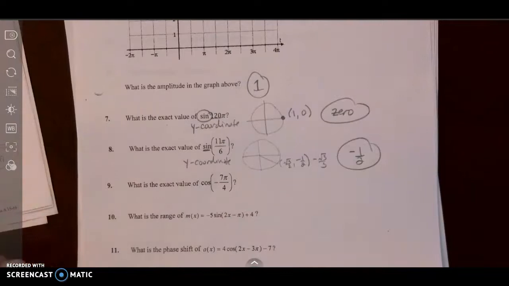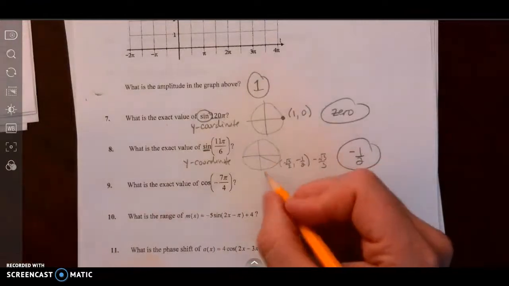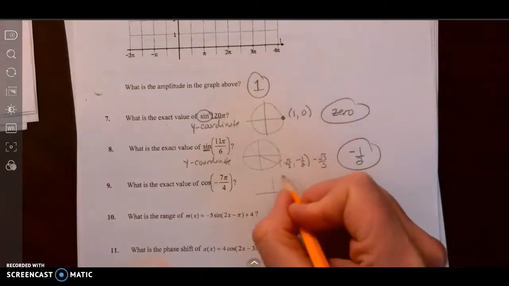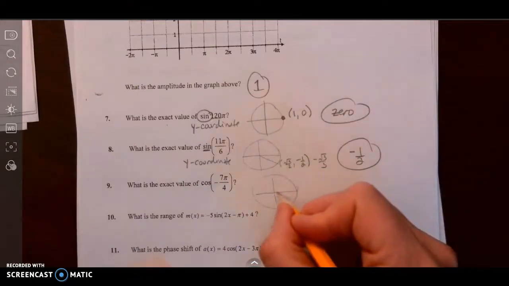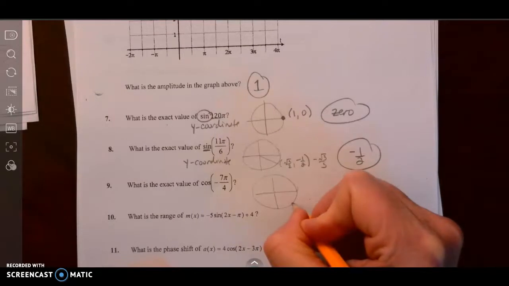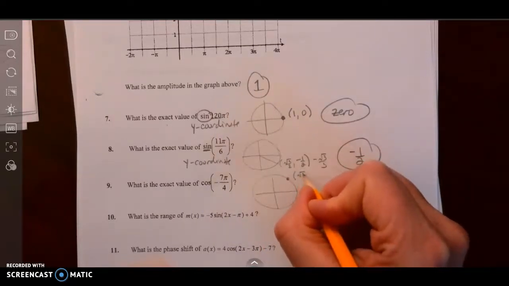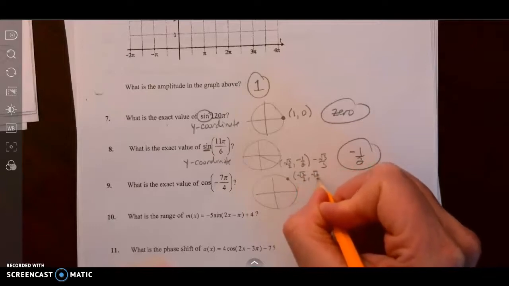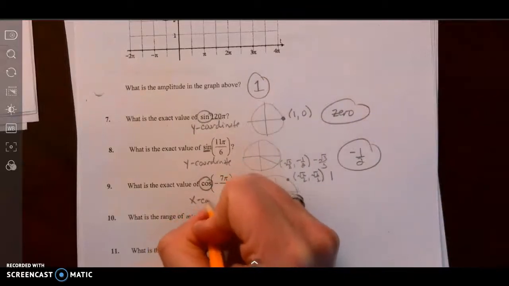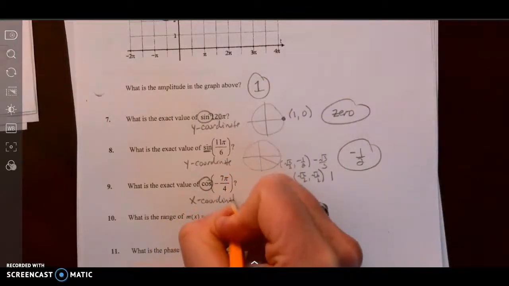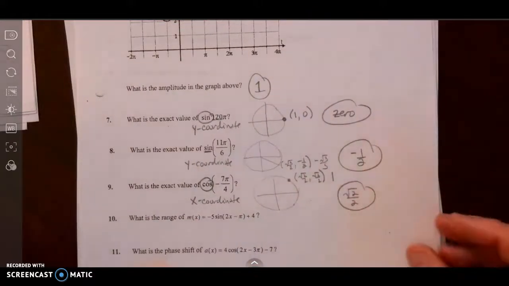What is the exact value of the cosine of negative 7 pi over 4? All right. Let's see. It's my pi over 4 family. 7 pi over 4 is here, which means negative 7 pi over 4 must be up here. So square root of 2 over 2, square root of 2 over 2, and 1. Cosine is my x coordinate. So it's the square root of 2 over 2.